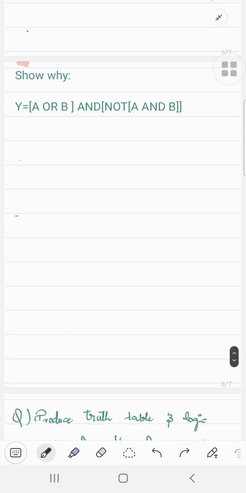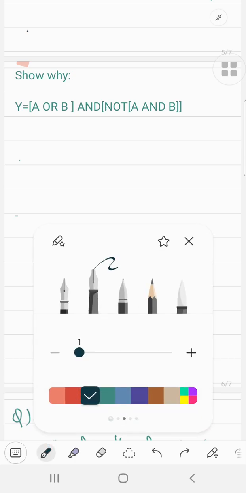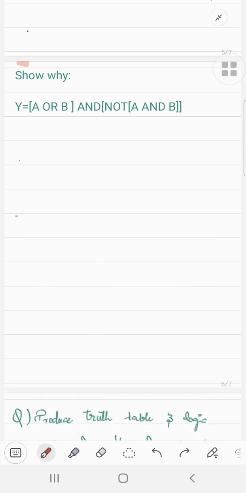Here we have our first question. If you look at the question, it says show why. I told you in the last class that show why means that we have to draw the logic circuit here. Okay, now let's begin. The statement says Y equals A OR B AND NOT (A AND B). Now the difference here is that NOT is being applied to A and B both.